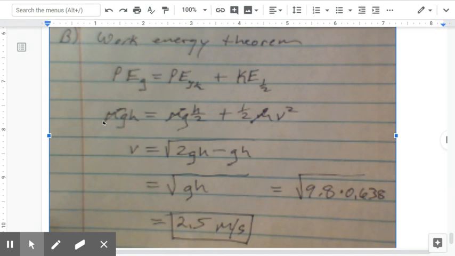So mgh equals mgh divided by 2 plus 1/2 mv squared. The m cancel out, which is nice. Then rearranging for v, I end up with v equals the square root of 2gh. That's very familiar, right? Square root of 2gh, we've seen that many times. But now we're going to plug in minus gh, and so 2gh minus gh gives us just gh. So then it ends up being just the square root of 9.8 times 0.638, which is 2.5 meters per second.